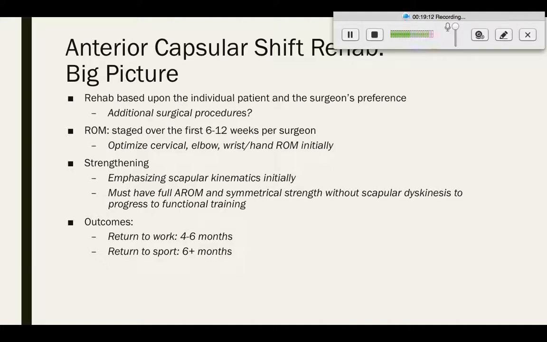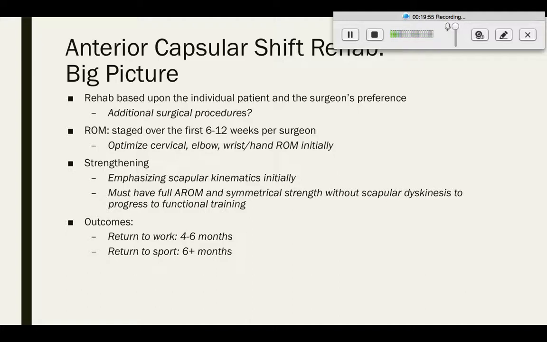So what's the big picture rehab? It's going to, again, be based upon the individual patient and the surgeon's preference. Did they have any other surgical procedures that were performed? So you stage the range of motion over the first 6 to 12 weeks per the surgeon and per the patient's presentation. Again, we're optimizing our cervical, elbow, wrist, and hand range of motion initially. From a strengthening perspective, we always want to make sure that we normalize our scapular kinematics. The patient must have full active range of motion and symmetrical strength without scapular dyskinesis to progress to functional training. This is just a general rule of thumb for most shoulder rehab as well. It may not be listed on every slide, but it's something that you want to remember.